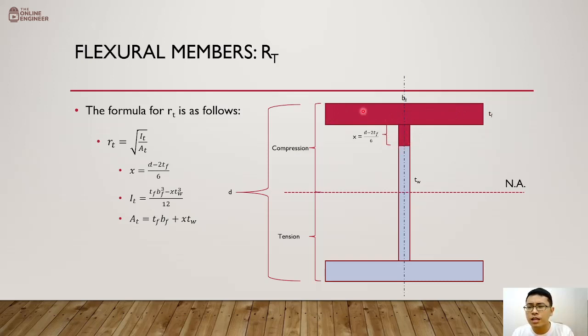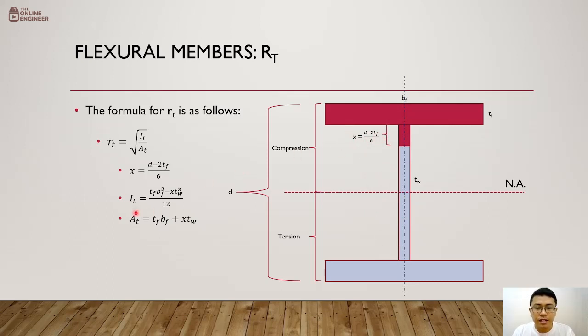Okay, so how do we solve this one? We have the following steps. First, we're going to determine this 1/3 of the compression web element, and this is equal to (D minus 2TF) over 6. As we can probably say, 1/3 of the entire compression web element is actually 1/3 of the 1/2, and that is why we have 6 in the denominator. This compression web is 1/2 of the total web. So 1/3 of 1/2 makes 1/6 of the total clear web height. So (D minus 2TF) over 6.